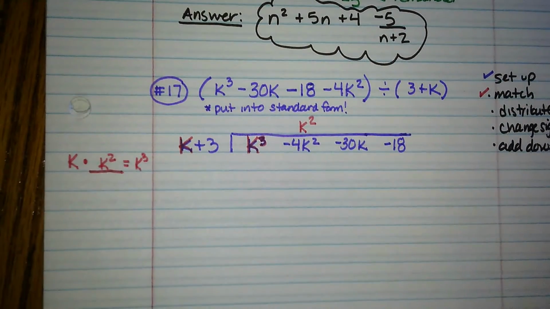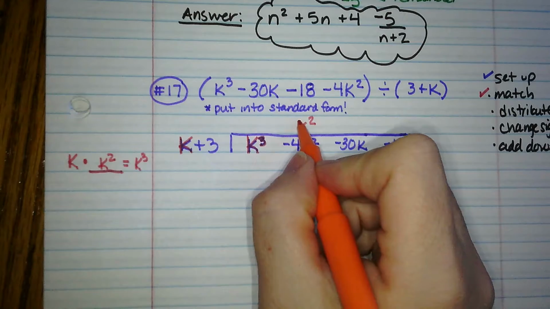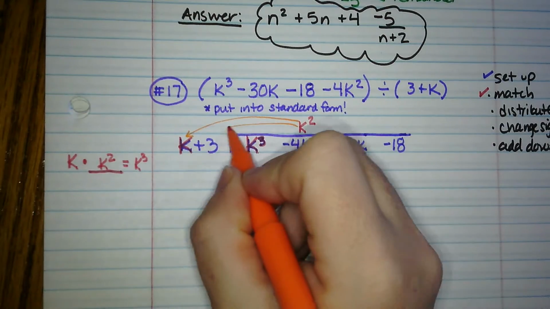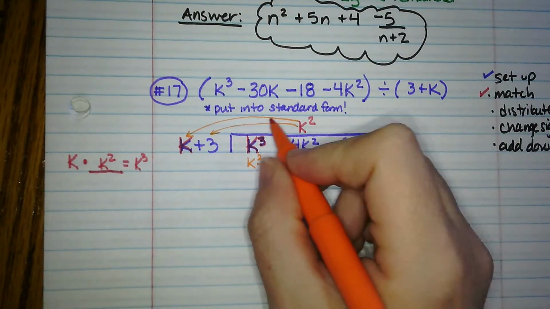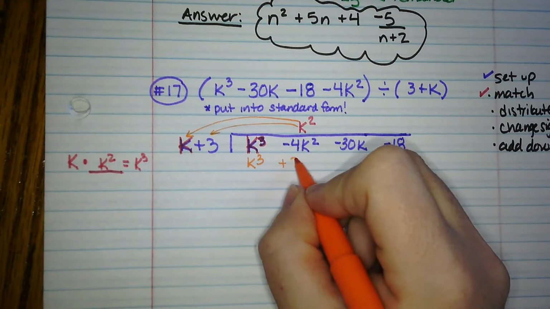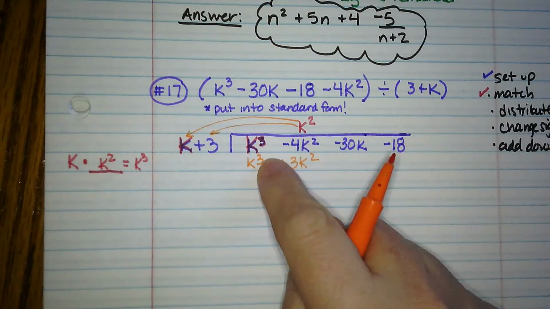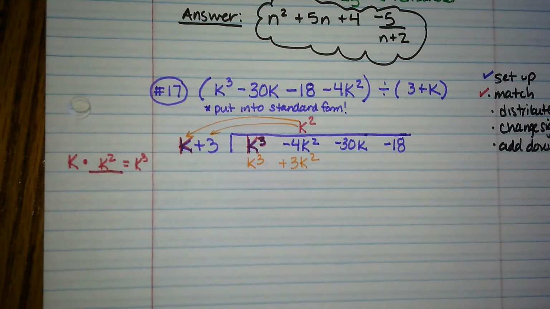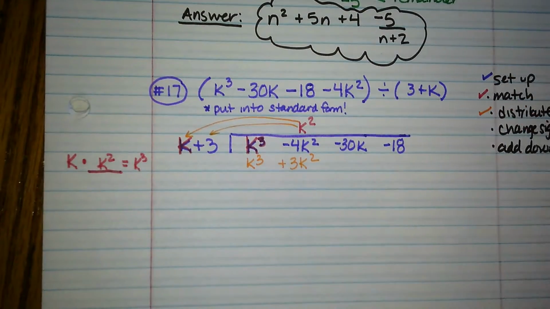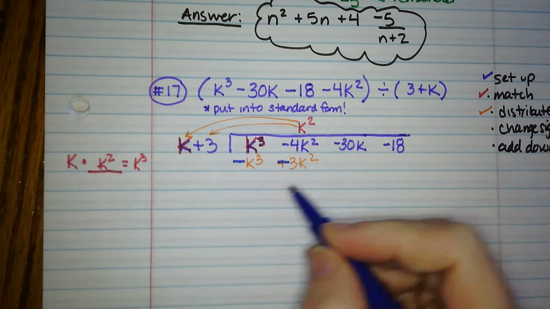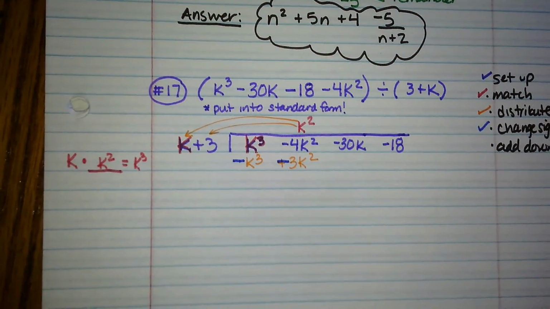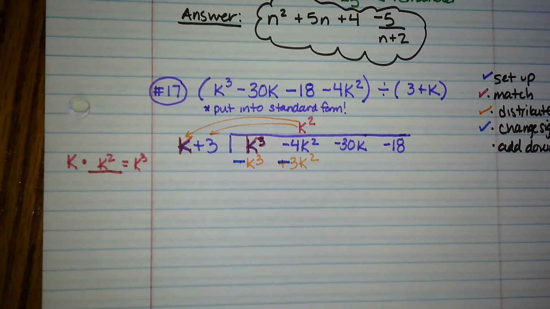Then it's time to distribute. So I'm going to take my k squared and multiply it by my outside terms. K squared times k gives me k to the third, and k squared times 3 gives me a positive 3k squared. Notice again that my exponents line up. Distribute step done. Now I get to change my signs. So I'm going to make this a negative, make this a negative, and my change sign step is done. That's a quick and easy one.